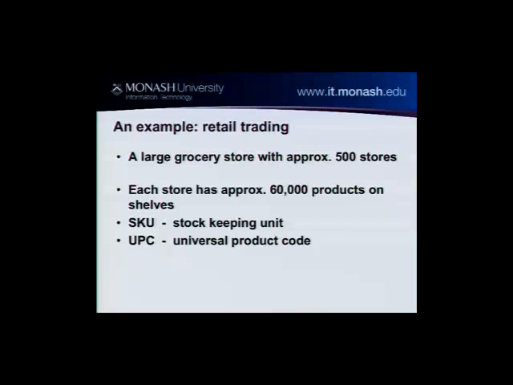But each product, or each individual product, is referred to as a stock keeping unit. So, this individual iPhone is a stock keeping unit, whereas the product is iPhone in general. Universal product code identifies the product. So all iPhones would have the same universal product code, but they would be a different individual stock keeping unit. Okay, so that's just setting the scene.